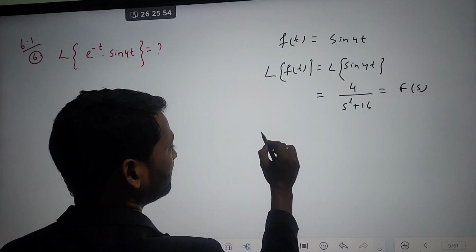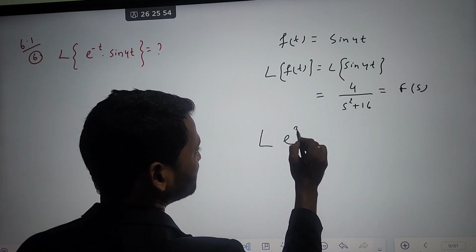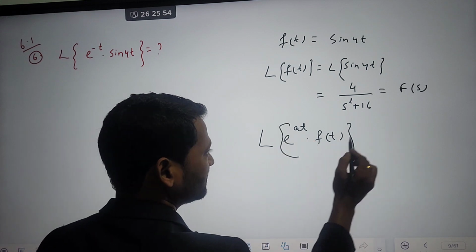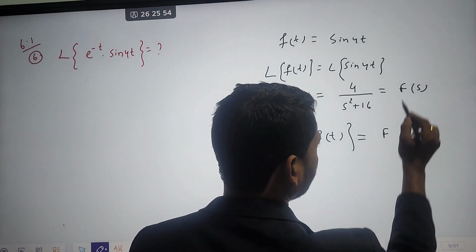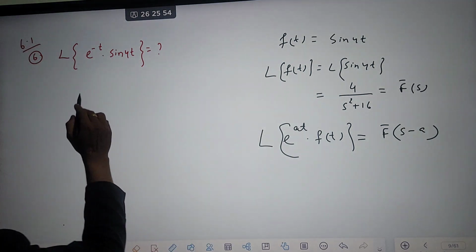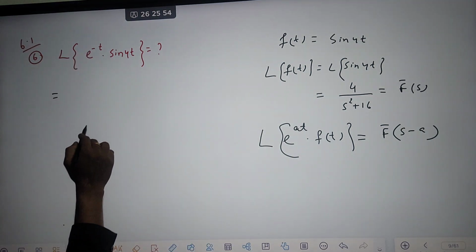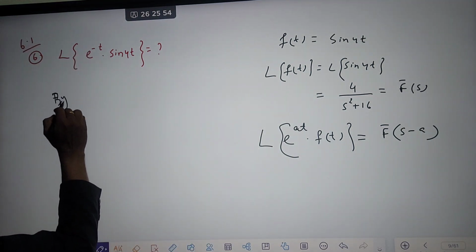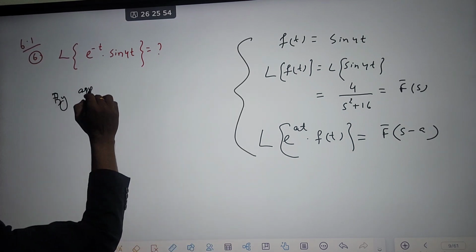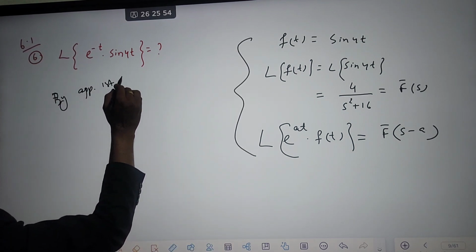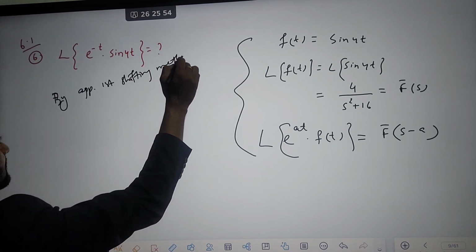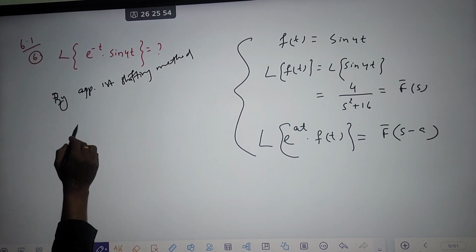मतलब इसमें क्या होगा देखो, we'll find out Laplace of e to the power at into f(t). क्या था? किसको रिप्लेस करना था? जस्ट F bar, ये F bar s minus a. So if I take Laplace of e to the power minus t, by applying, इसको ब्रैकेट में लिखो, by applying first shifting method. ठीक है, तो क्या लिखना है?